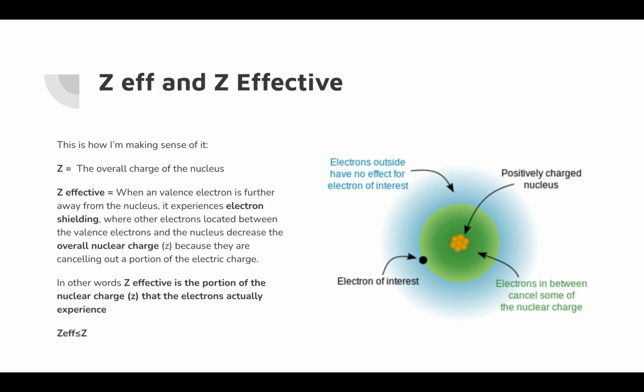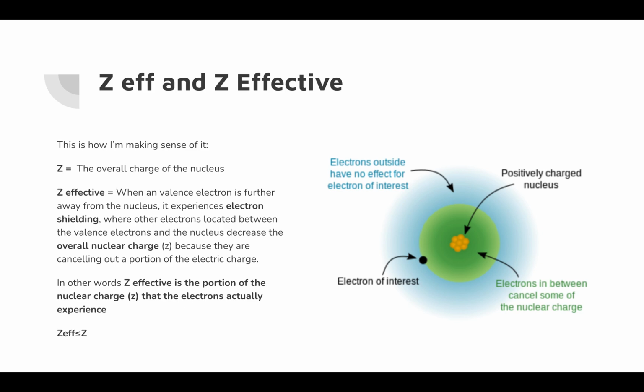To break that down, this is how I make sense of it, and this is what I posted here. Z is the overall charge of the nucleus, which comes from all these positive charges in the middle. Z effective is when a valence electron is further away from the nucleus and experiences a decrease in energy, based on the size, the nuclear charge, the screening, and how close that electron is to the cloud.